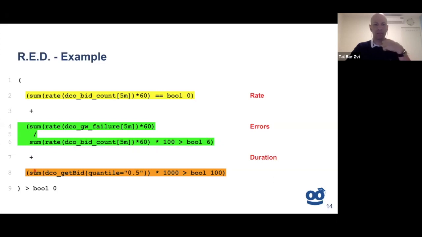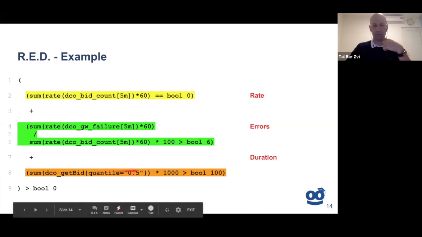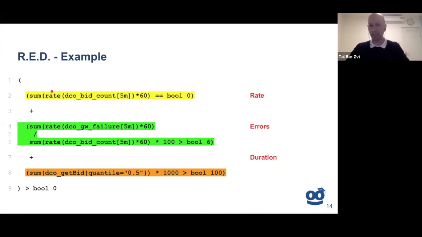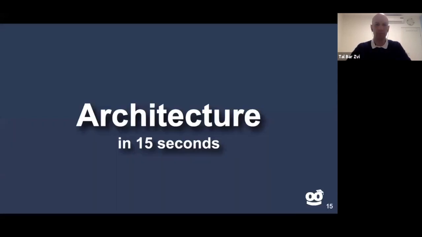Or if the sum of the duration is more than 100 milli, it's an error. So if one of the three happens, you see bigger than 0, then we raise an alert. This is an example of how we use the RED paradigm to monitor our system. I will return to this slide later on.